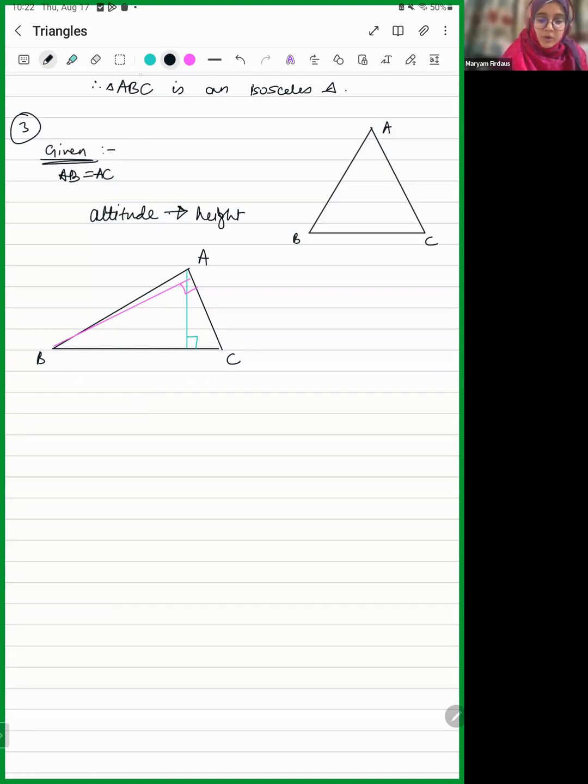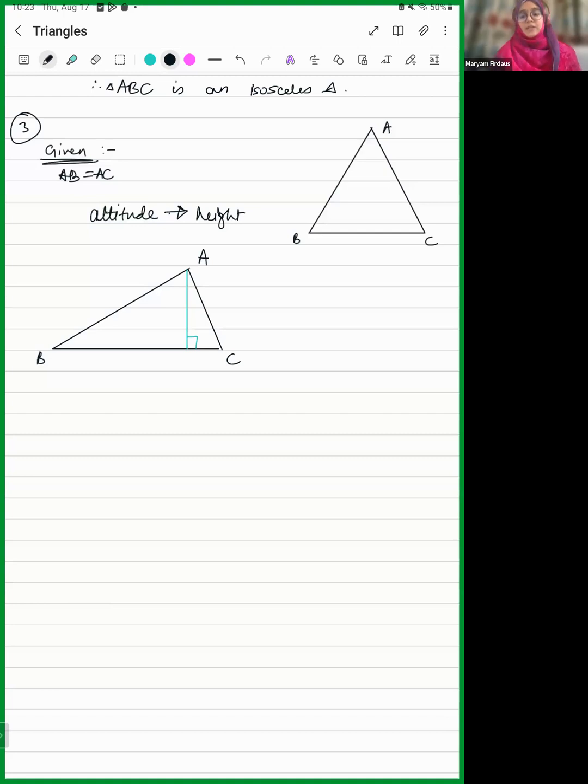Similarly, you can have a third altitude from C to AB. This is another altitude. It forms 90 degrees. So now the question is, what is the difference between an altitude and a median? What is a median? An altitude forms a 90 degree angle and a median doesn't. Then what does a median do?